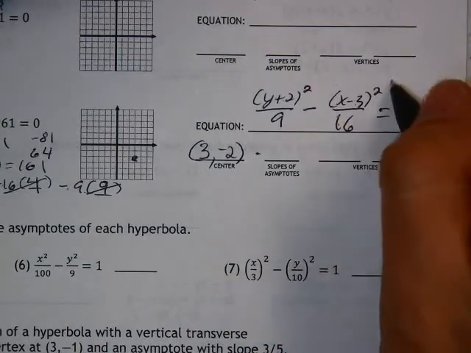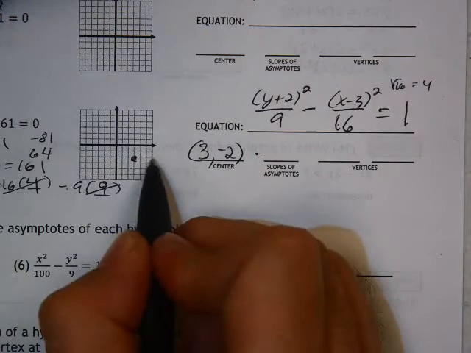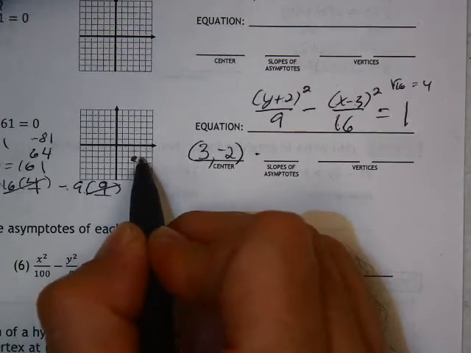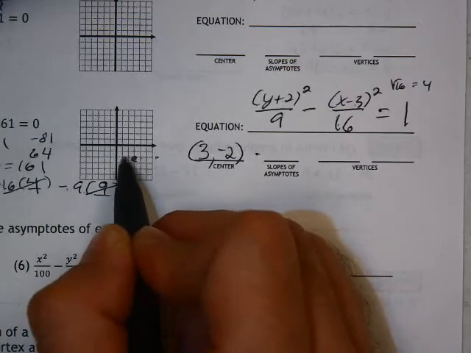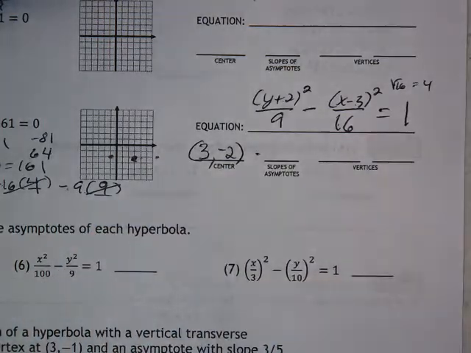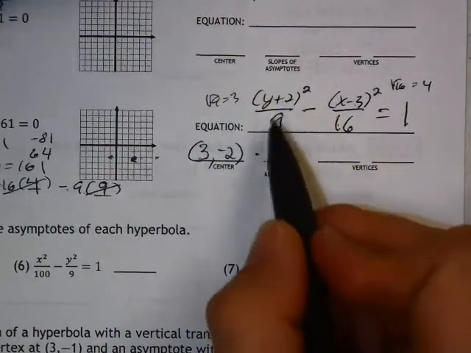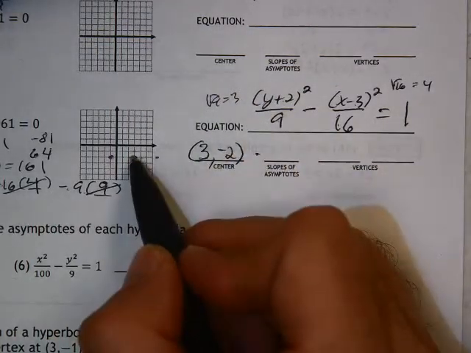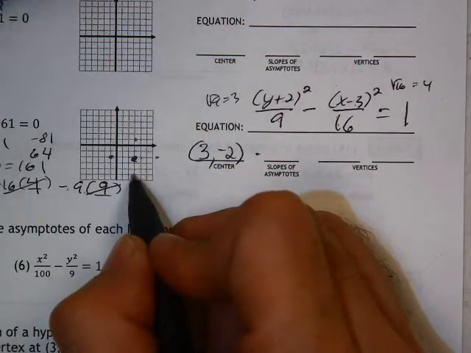This 16, when I take the square root, is 4. Which tells me to go left and right 4 spots. 1, 2, 3, 4, right and left. 1, 2, 3, 4. Then square root of 9 is 3. That tells me, since it's with the y, to go up and down 3. 1, 2, 3, 1, 2, 3.